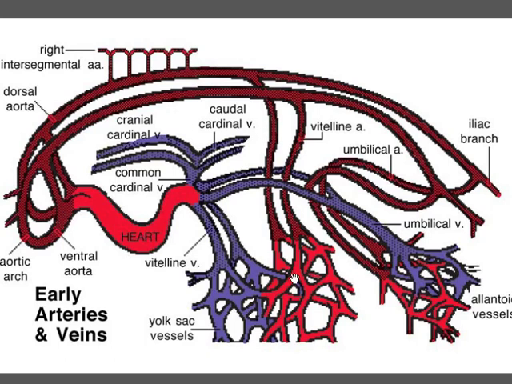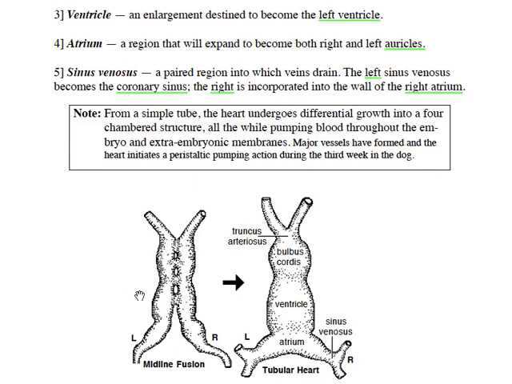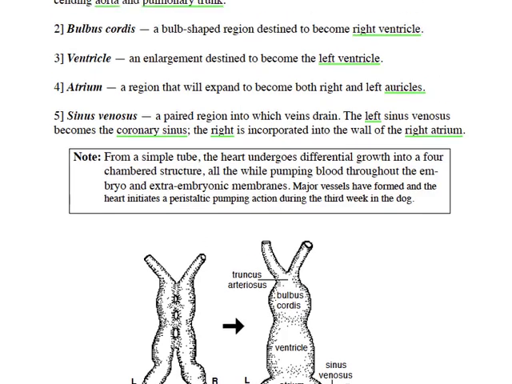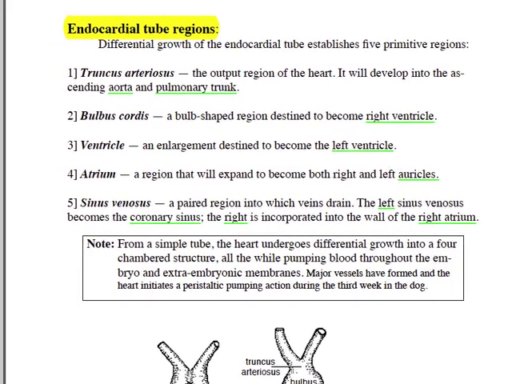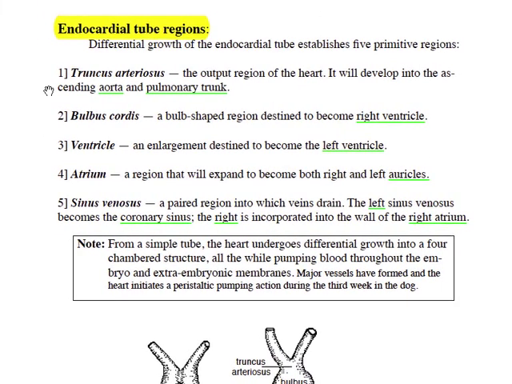This image shows bilateral tubes merging to form a single endocardial tube, which has begun to show regional swellings. 5 endocardial tube regions are identified. The truncus arteriosus, the output region of the heart, will become aorta and pulmonary trunk. The bulbus cordis will become right ventricle, and the ventricle region will become the left ventricle.